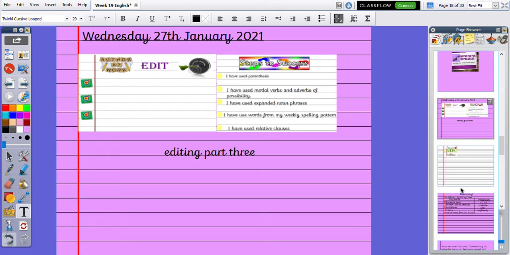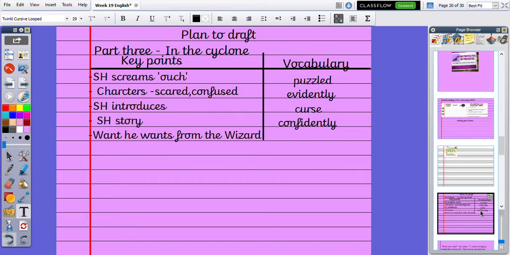The first thing I want you to do is go back and read your plan. Go back and see what you wanted to write about. Then I want you to read your draft. Have you got everything in your draft that you said you wanted to write about in your plan? Have you used your high-level vocabulary?